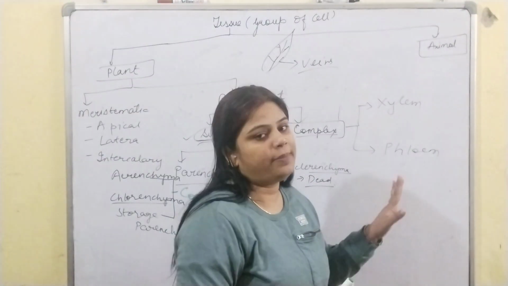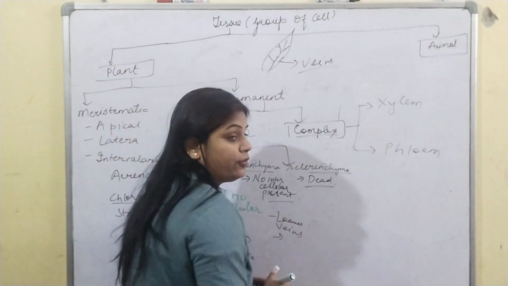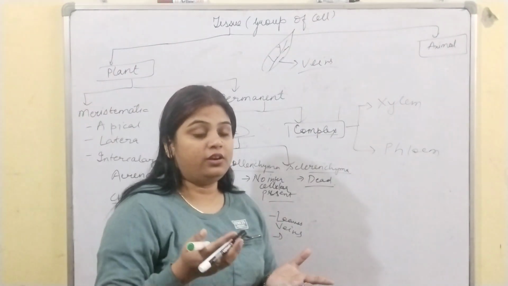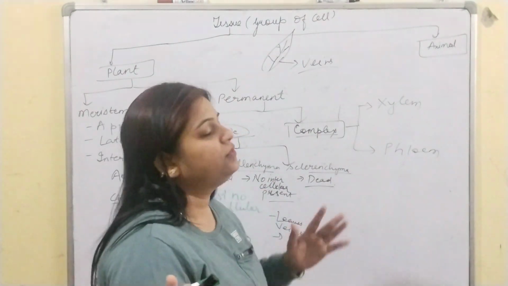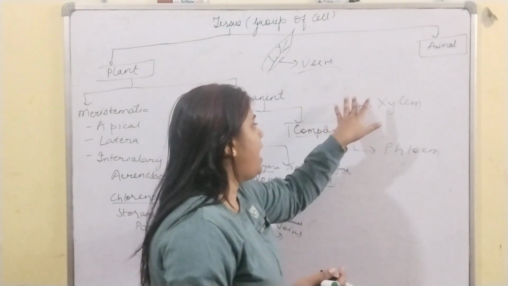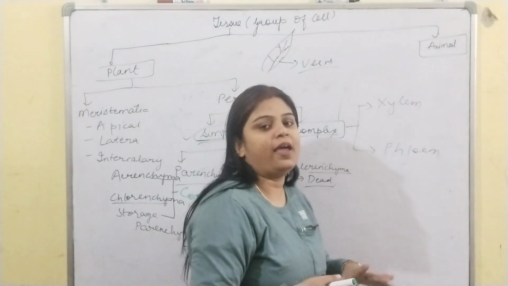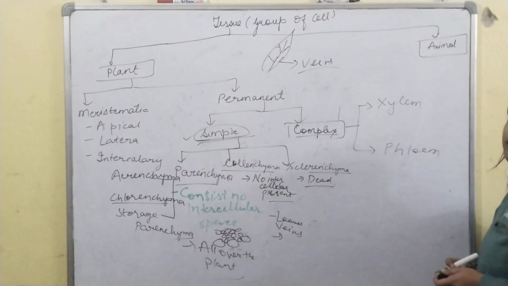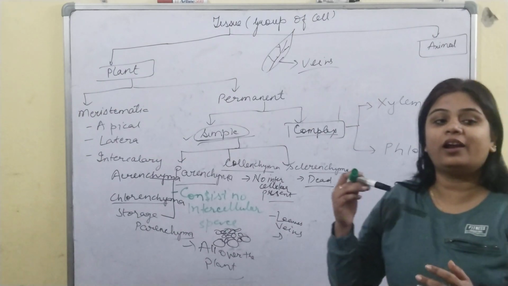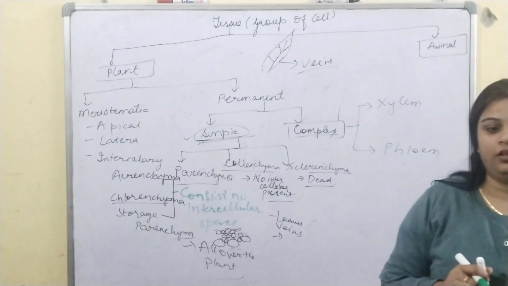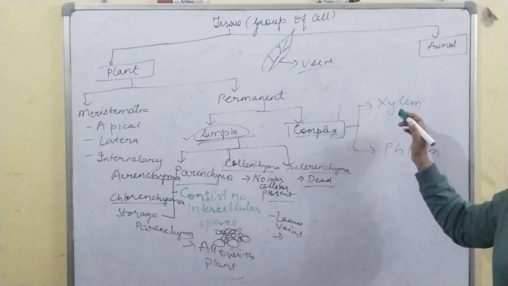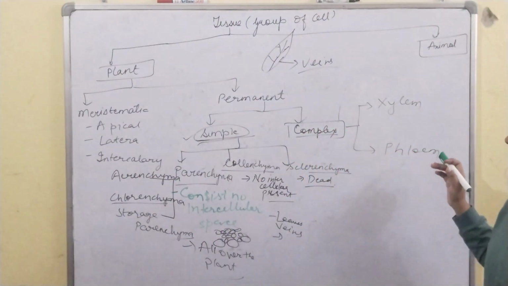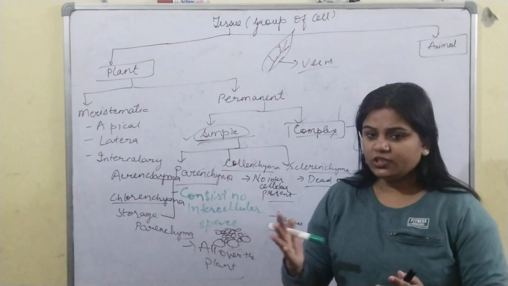Now coming to the complex tissue. Complex, as I have told you, is made up of more than one different type of tissue, and is further divided into xylem and phloem. As you have studied earlier, the function of xylem and phloem is to transport or conduct food and minerals to the plants. So how do the xylem and the phloem conduct food and minerals all over the plant? So let's understand. First, xylem.